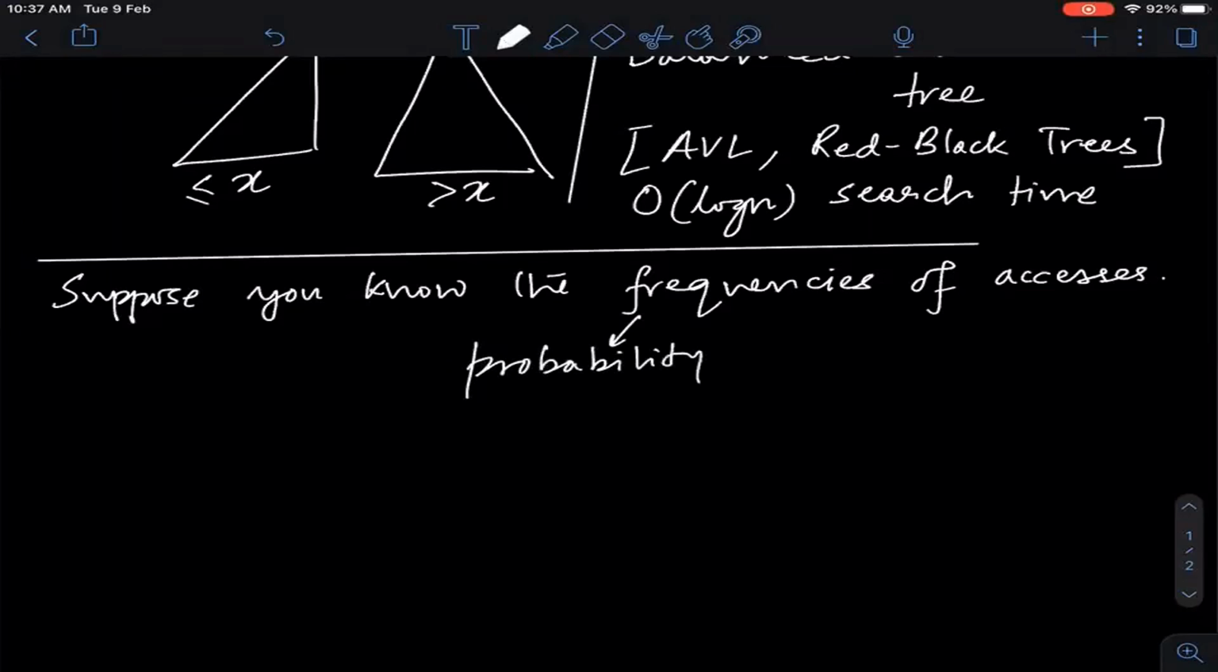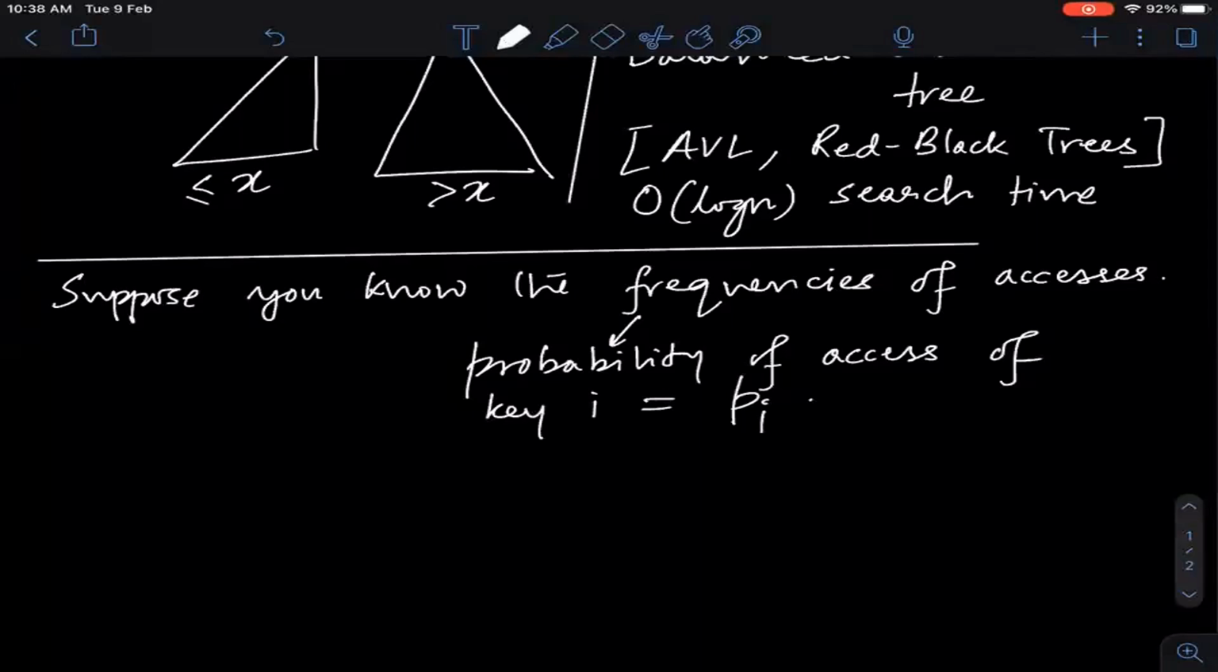Probability of access. So the probability of access of key i, we will denote as Pi. This is an equivalent thing: if you think of frequencies, then Pi is nothing but Fi over the summation of Fi. Is everyone clear about what the current setting is? It's the same setting.